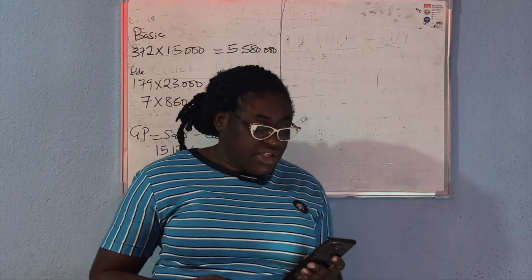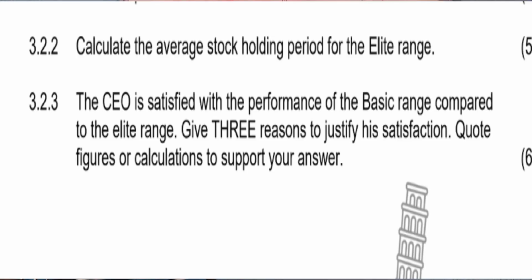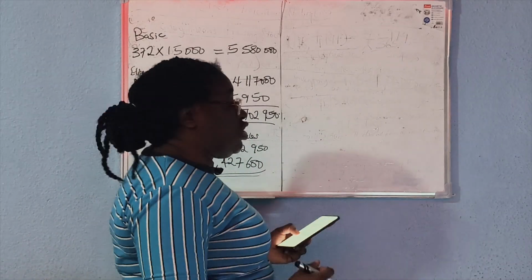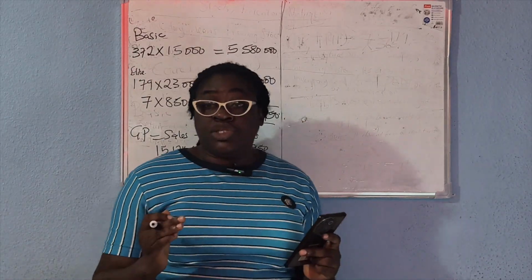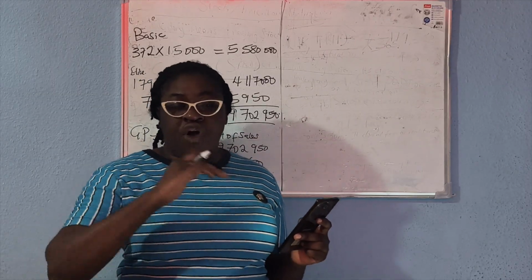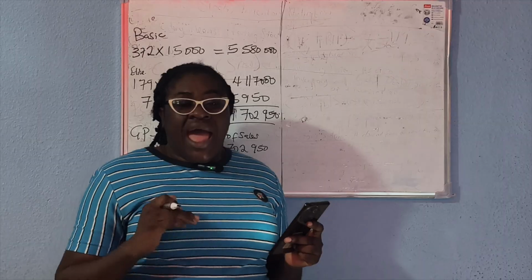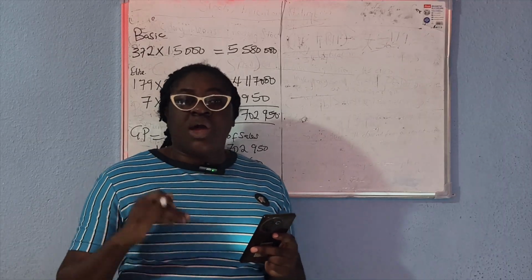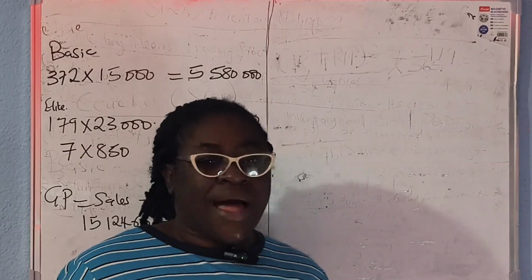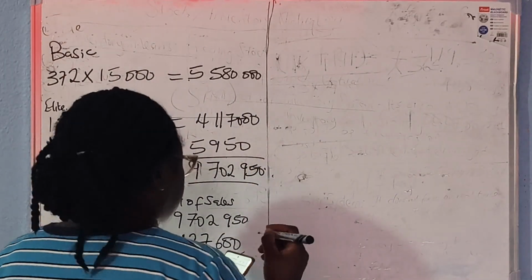Part B, 3.2.2, says we should calculate the average stock holding period for Elite. In calculating the average stock holding period, we need the opening stock plus closing stock divided by 2. We look for the average stock and then we divide the average stock by our cost of sales, multiply by the number of days.